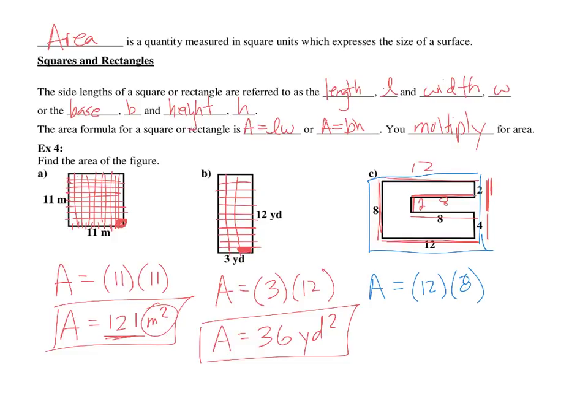But then I'm counting this piece right here. I don't want to count this piece, so I have to subtract it. So I'm going to subtract the area of that little rectangle, 2 times 8. So I have 12 times 8, which is what? 96 minus 16, which gives me 80. And so it's going to be 80 units squared.